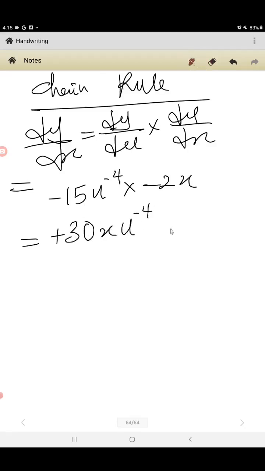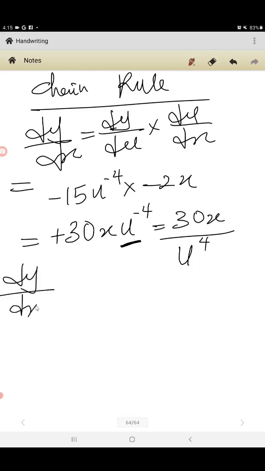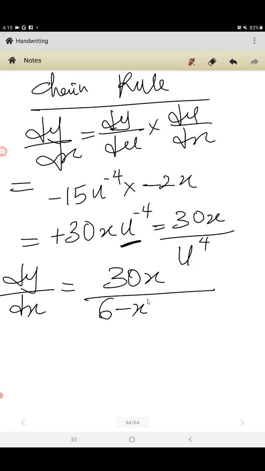to the minus 4. Before we proceed, recall that this can still be solved by indices. We have 30x all over u raised to power 4. And you know that our dy with respect to x should now be 30x all over, our u has been labeled already, (6 minus x squared) all raised to power 4. This is just the answer.